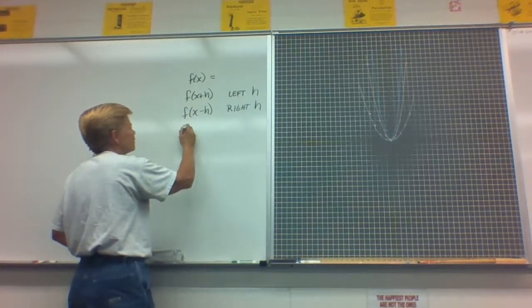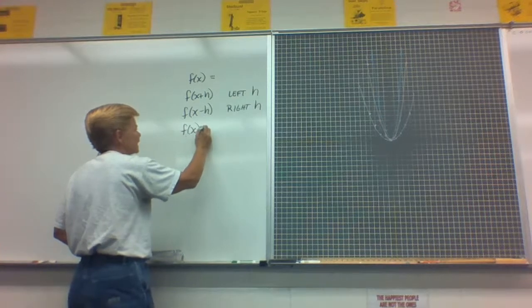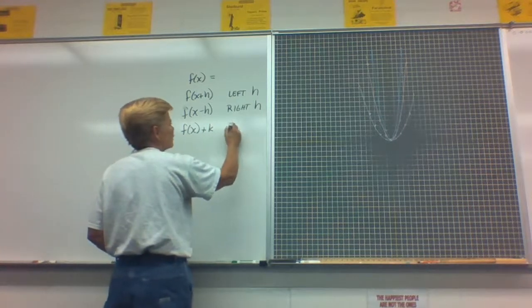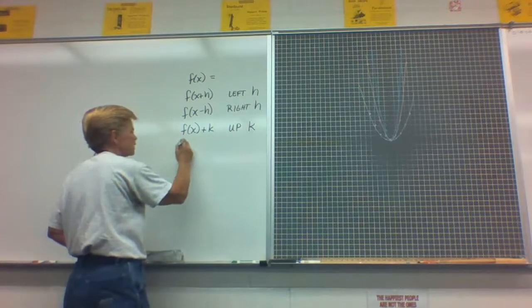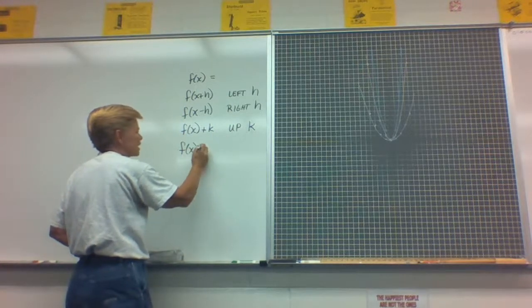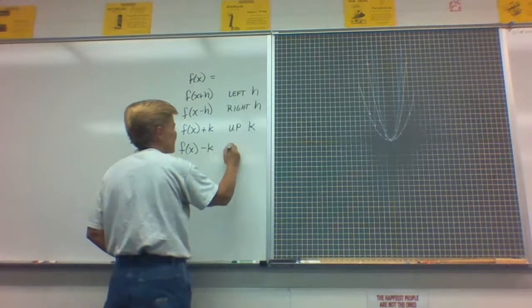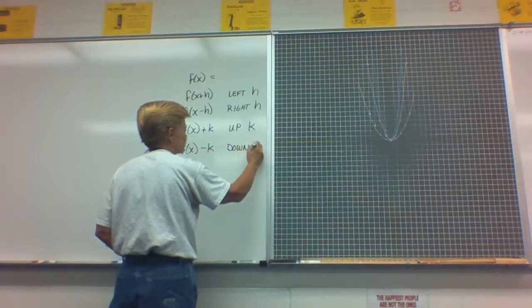If I want to go up and down, then I would take f of x and add k. That will move it up k units. If k is 3, it's going to move it up 3. If I take f of x and on the outside of it, I subtract k units, it will move it down that far. You know this. Just reviewing with you.